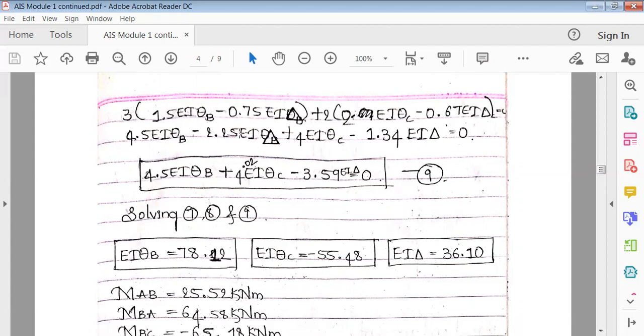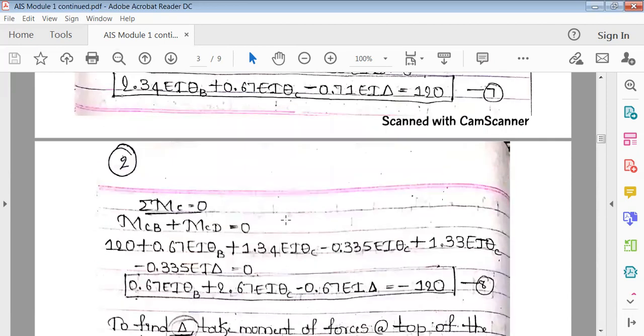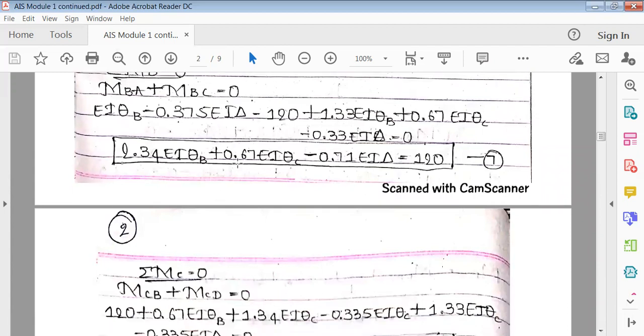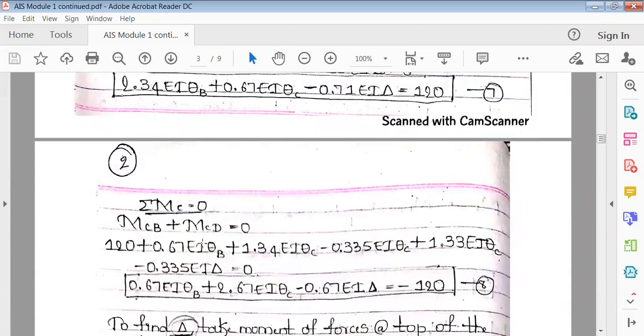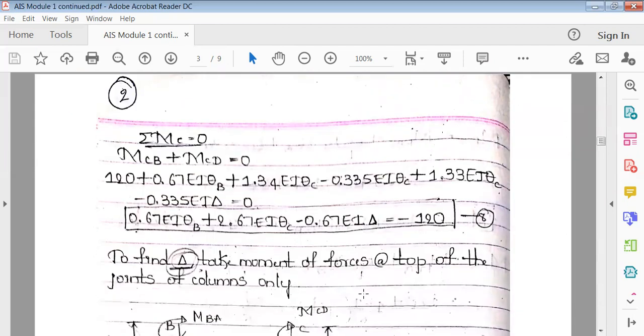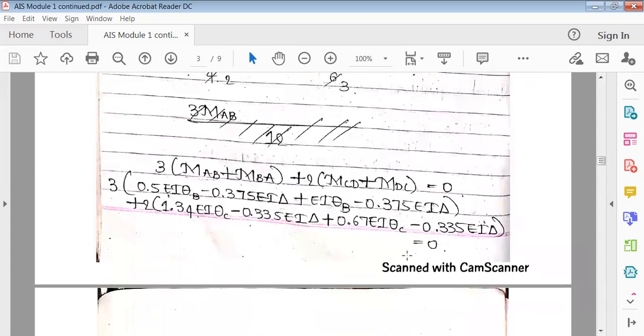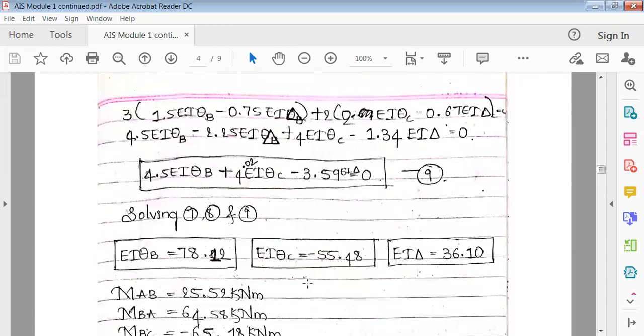We have to do this additional step in sway analysis in order to find the third unknown. Previously, by solving the joint equilibrium equations, we got these two equations, 7 and 8. But the unknowns are 3: theta b, theta c, and delta is still unknown. To find this delta, we have to do this additional step that is carried out in sway analysis. That's how you do the complete step, and it would be the same for all.